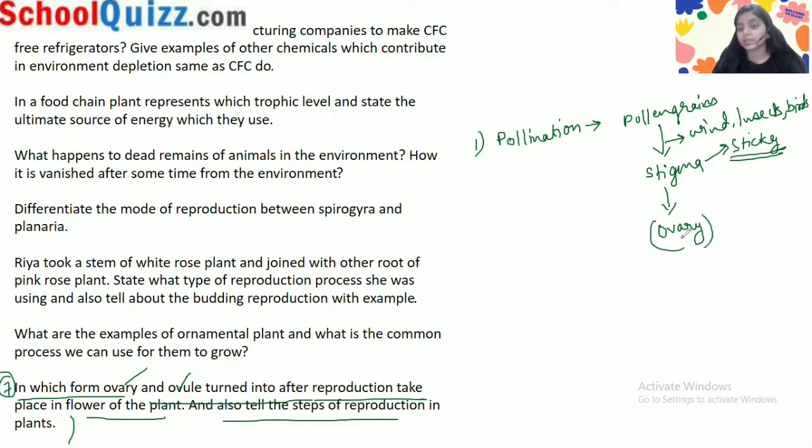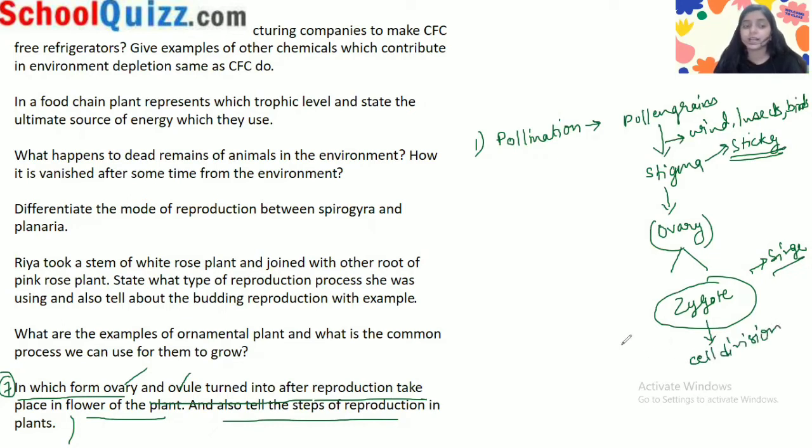When fertilization takes place, in the ovary we find the female egg cell, and the pollen grain is like the male cell. They fuse to form a zygote. The zygote is a single cell, because it is formed from two different cells, right? After the zygote, cell division starts, and then the ovary and ovule turn into a new form. We will see what forms they turn into, and this is how reproduction takes place in the plant.